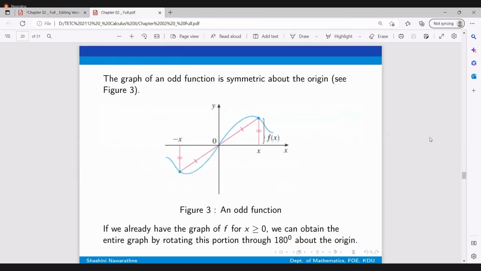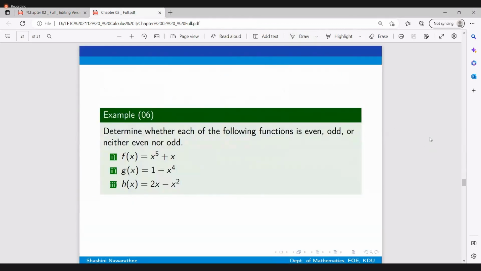Okay, do this example. Don't waste the time. We have to discuss some examples in the tutorial as well. So try to do the remaining two questions. You have to check whether the given function is an odd function or an even function. So here the second function is given as g of x. Starting from g of minus x, check whether it is equal to minus g of x or g of x.